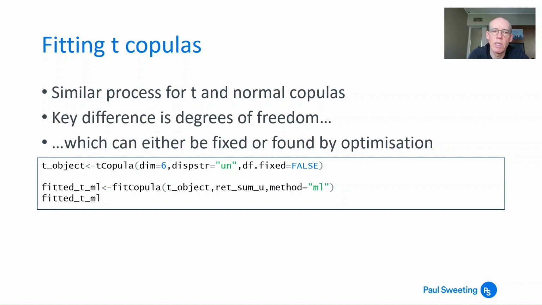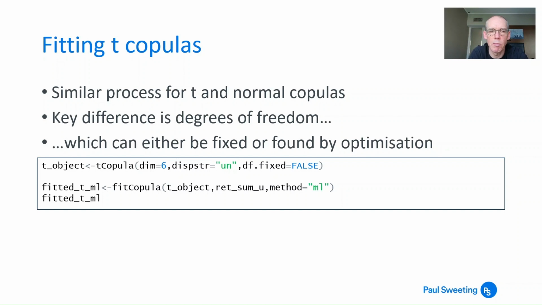Now again, the first thing we do is create this object, which I've called a T object. And we do this using T copula, and we say it has 6 dimensions, so we're using all the data again. Again, an unstructured dispersion structure, and as I said before, df.fixed equals false. We then come up with our object, fitted TML, which we dump the results of this optimization in using the command fit copula. And what kind of copula are we going to fit?